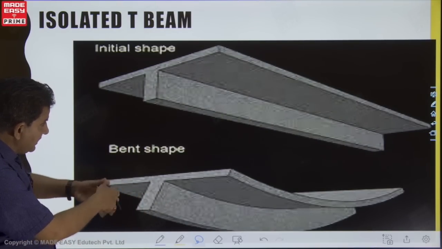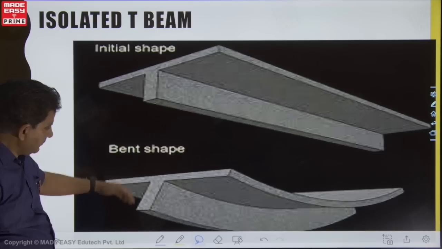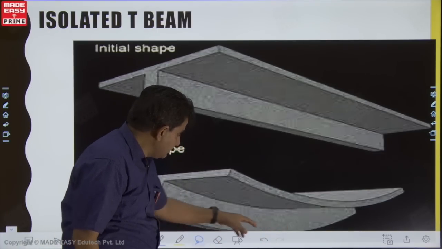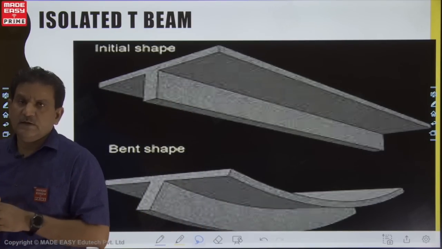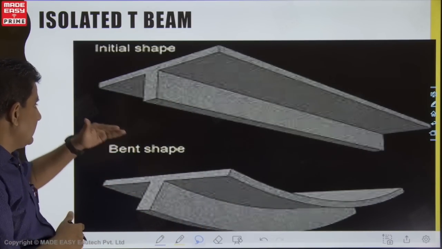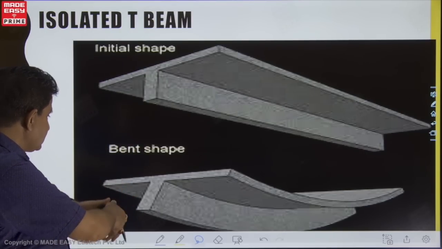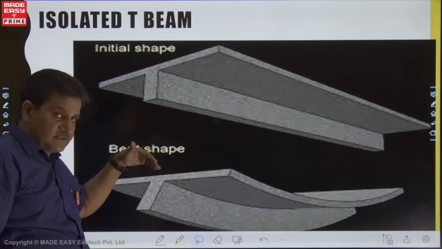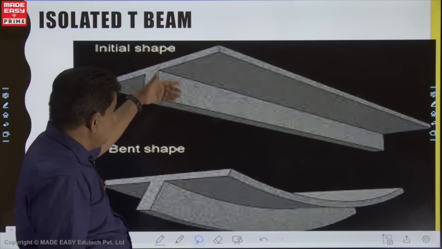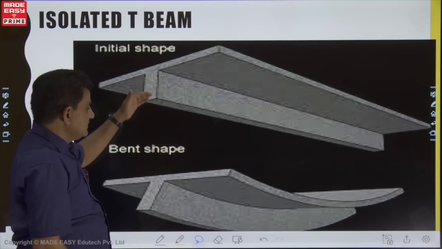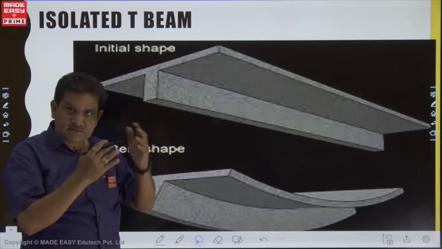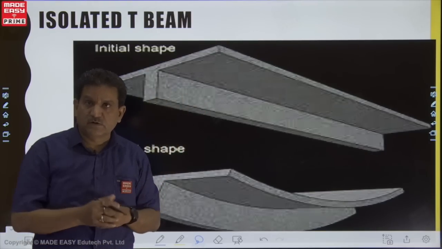If the beam is bent, tension will be developed in this web portion and flange will be in compression. Generally, when you provide the flange at top and the beam bends like this, however, in some portion, the flange may be in tension also. Suppose it gets hogging bending moment. In that case, the flange may become in tension and web may become in compression.